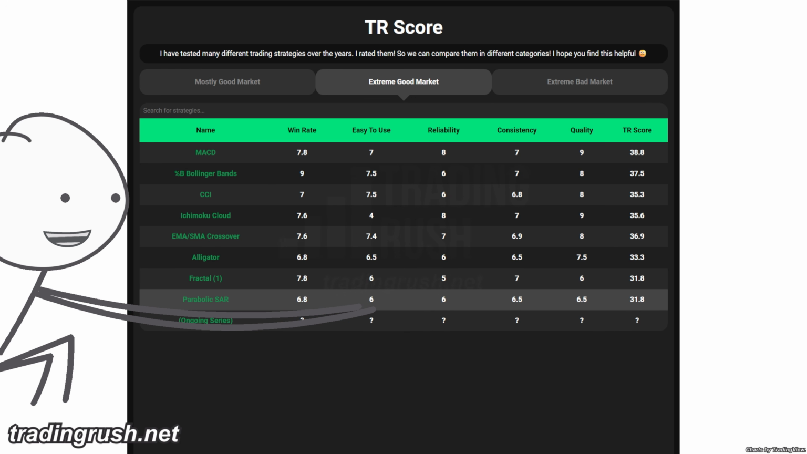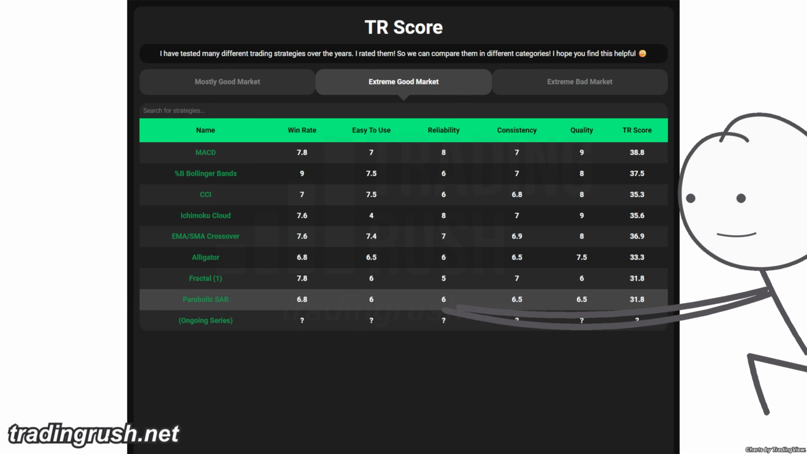In the easy to use category, I had given it a high score based only on the Parabolic SAR indicator. But because we have to use the alligator indicator as well to remove the bad entry points, I reduced its score to 6 out of 10 in the easy to use category. In the reliability category, it gets a 6 out of 10, which is a low score because it gives entry points at every small reversal. On top of that, sometimes there isn't even a reversal, and the balls switch directions for no reason.